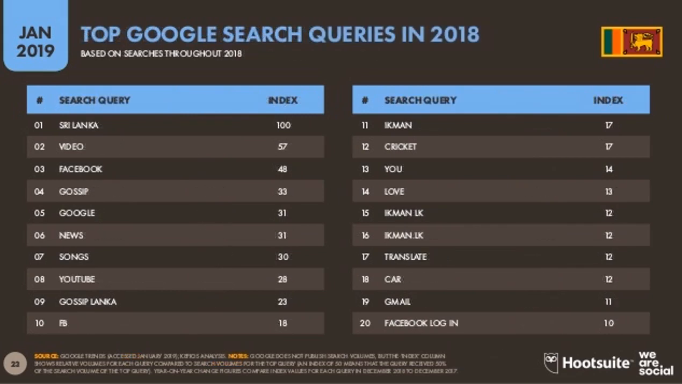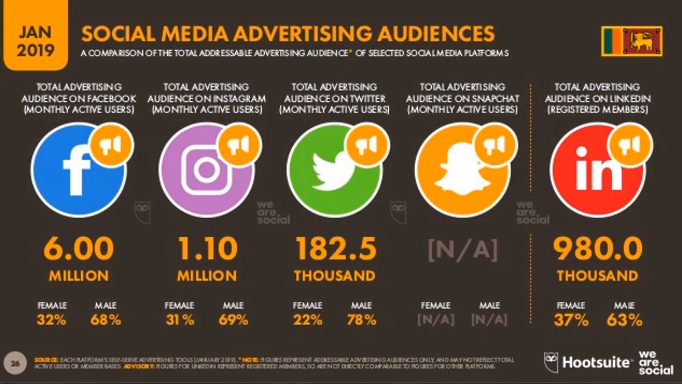This is the top Google search queries. Surprisingly, Sri Lanka is number 1. Facebook, there's Gossip again, Gossip Lanka, Hickman, and number 14 is love. Don't know how to feel about that. Okay, so this is just advertising audiences. This is what they use. So 980,000 actually use LinkedIn, which is interesting. Facebook is there, 6 million users.